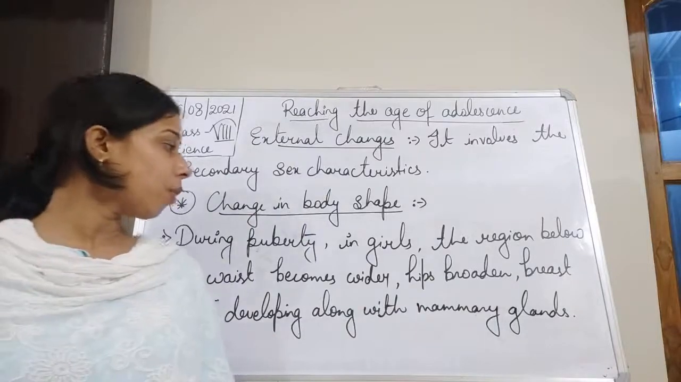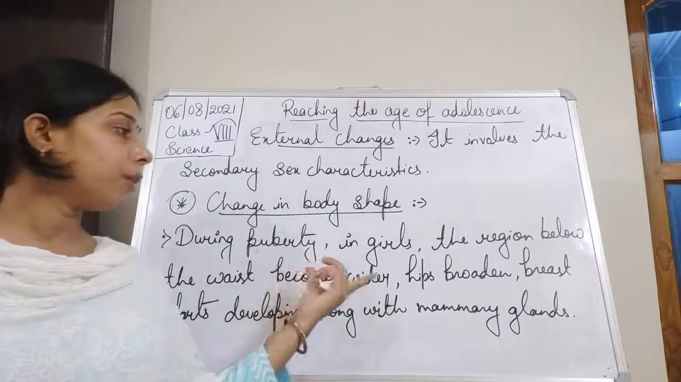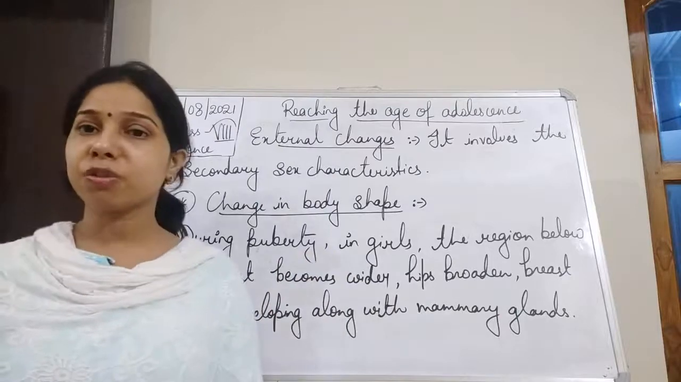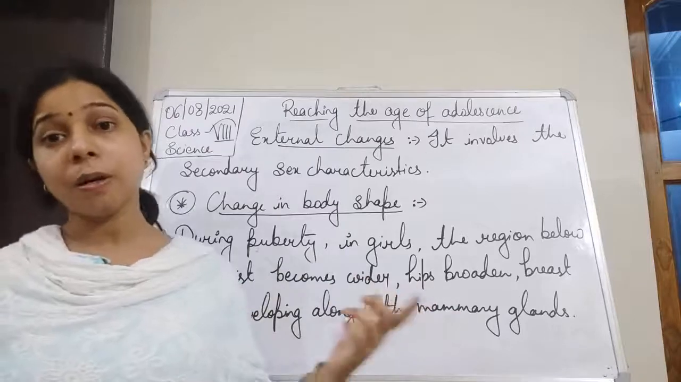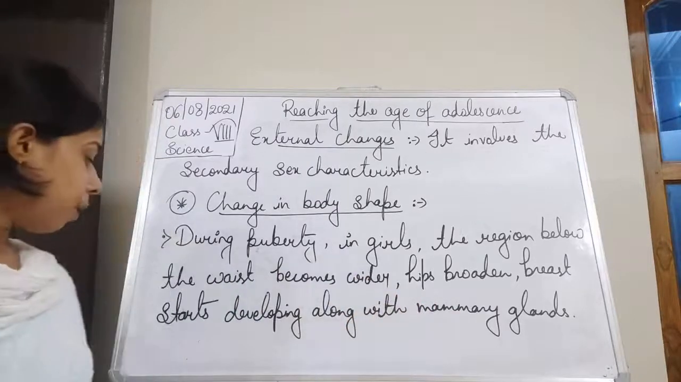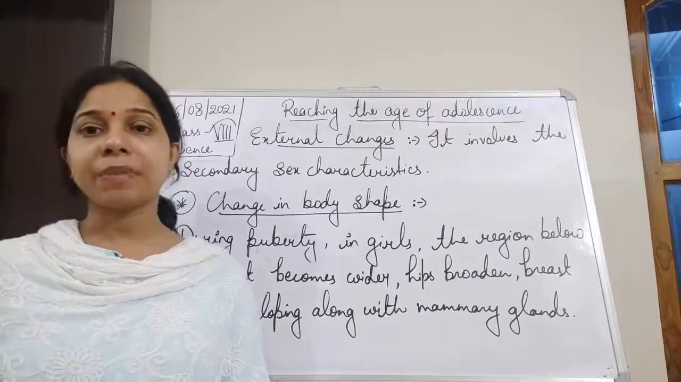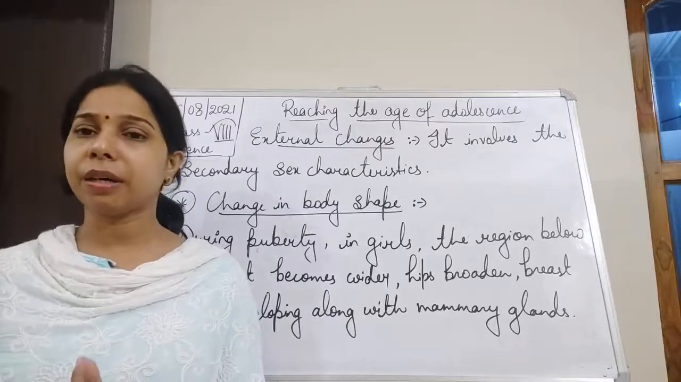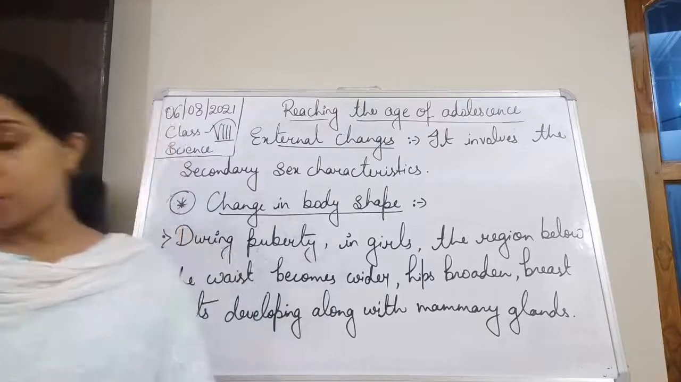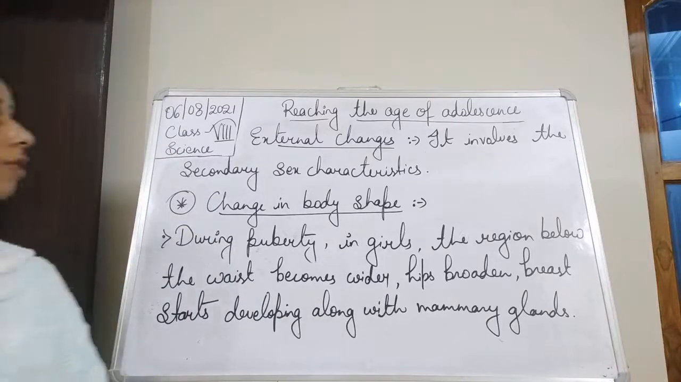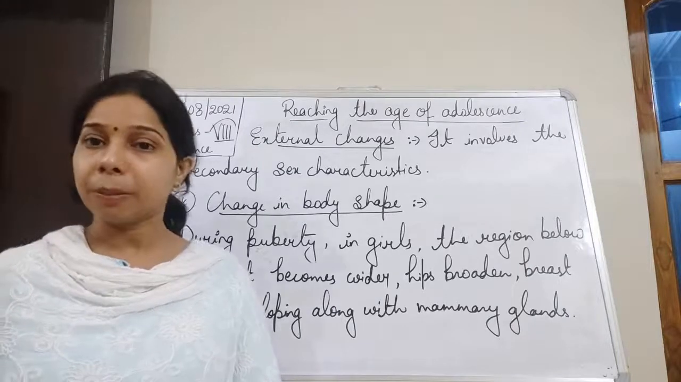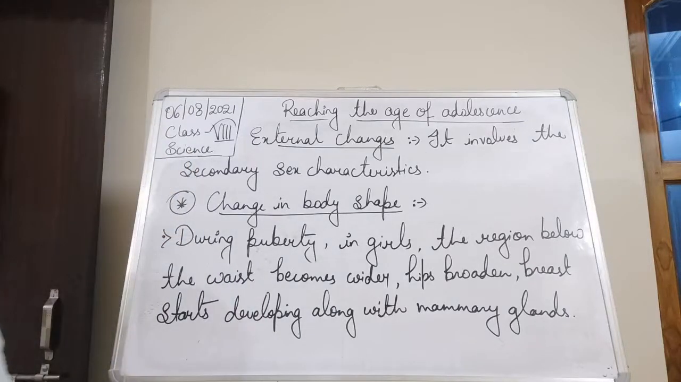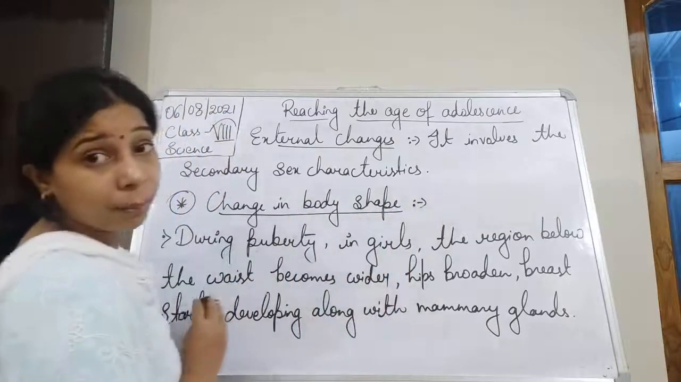Okay. So for change in body shape, you will find that during puberty in girls, the region below the waist becomes wider, the hips broaden, and the breast starts developing along with the mammary glands. Okay, so this is the first kind of external change that happens in a person's body when the person reaches puberty. Now let us see the second one, which is the development of body hair.